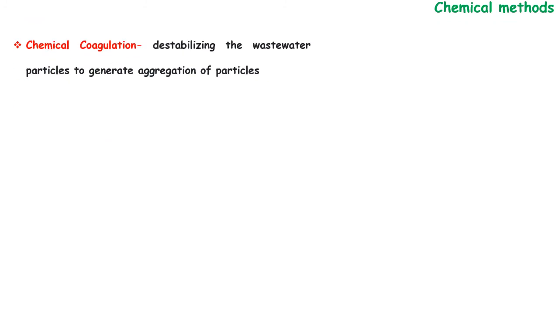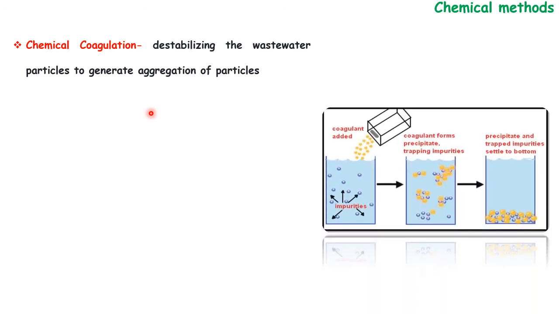Likewise, we have coagulation. In the coagulation method, they will destabilize the wastewater particles to generate aggregation of particles. Some organic materials have negatively charged particles, so positively charged particles are released inside the water, and they will aggregate together, and that aggregation will be removed. Here you can see the coagulant is added and it forms a precipitate, and once it has settled down, that will be removed.